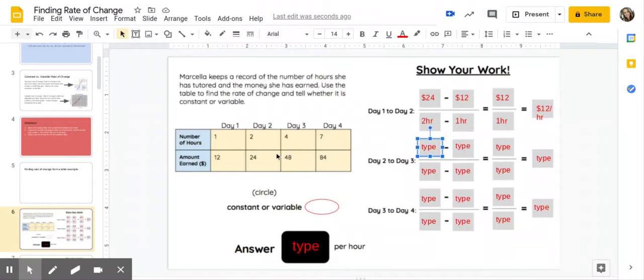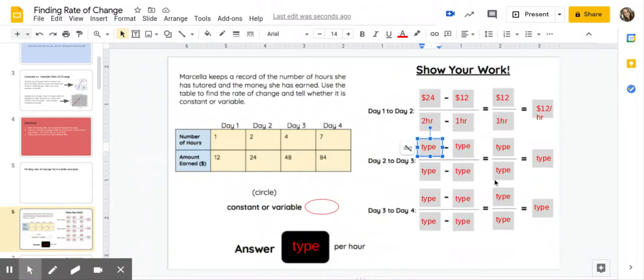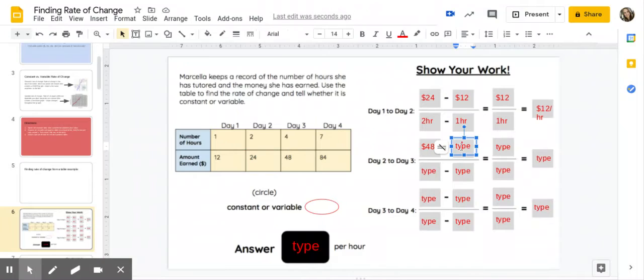So now we're going to do from day 2 to day 3 here. So I think I'm going to start with the second number. Just that follows the slope formula a little bit better in my mind. That's just my personal preference. So I'm going to start with $48 here. Subtract $24, day 2 to day 3 right here.